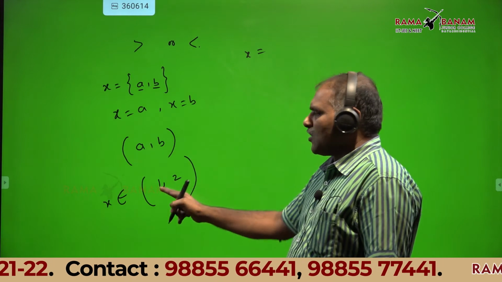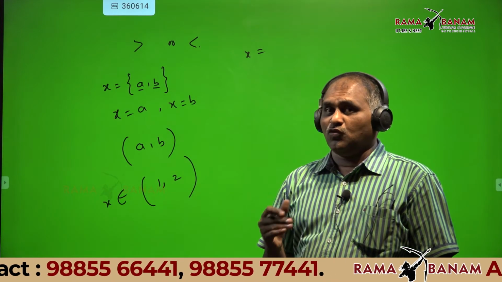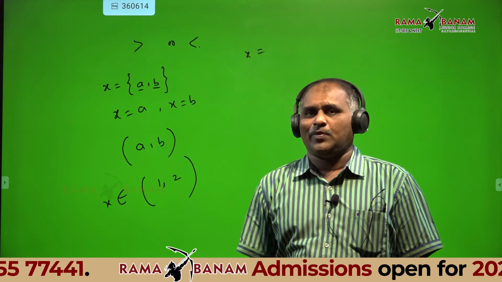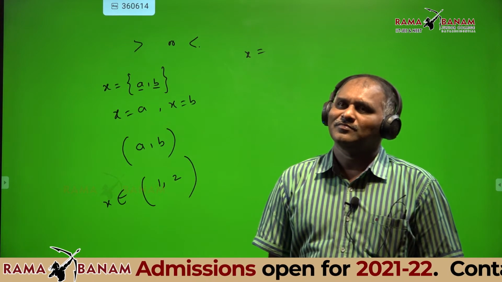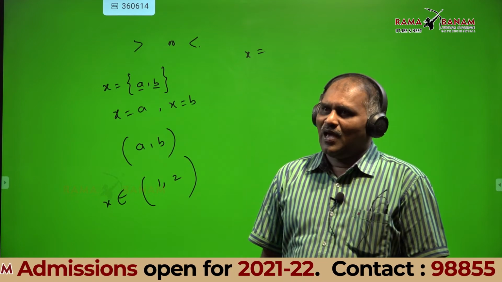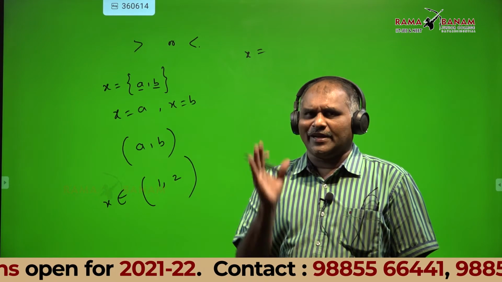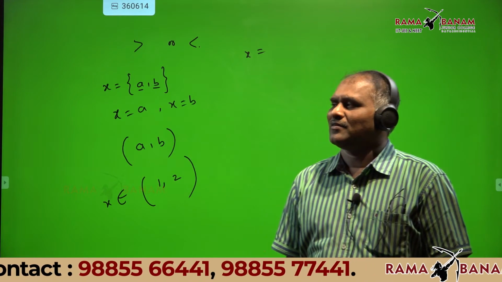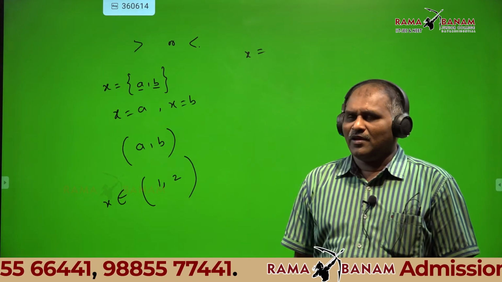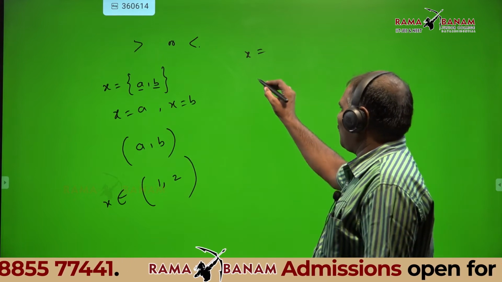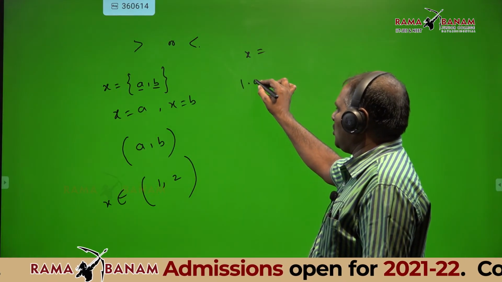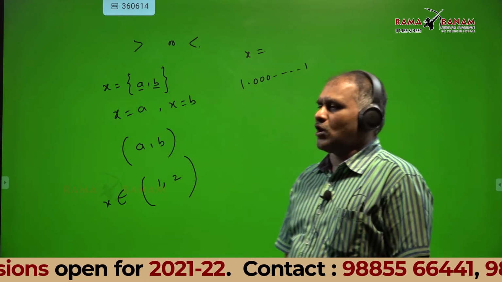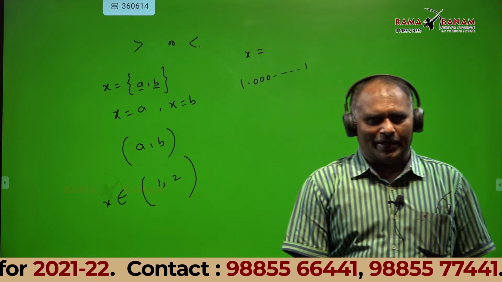Therefore, what is next to 1? The immediately next real number after 1, does anyone know? 1.1? No. It is 1.000 etc. 1. This is called the immediate real number.